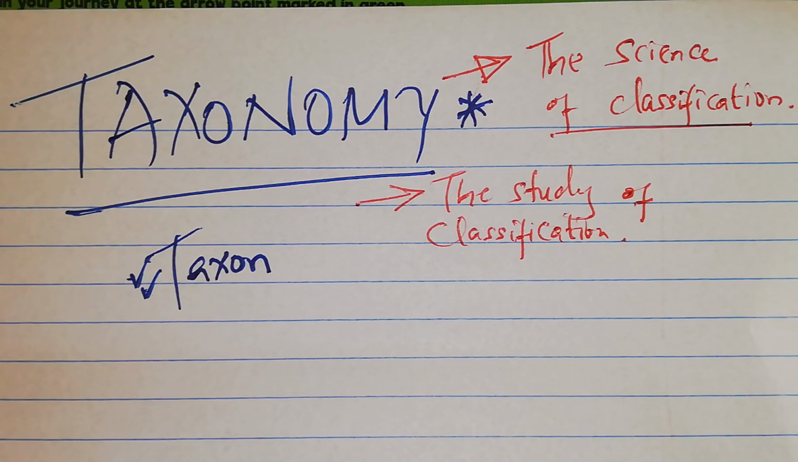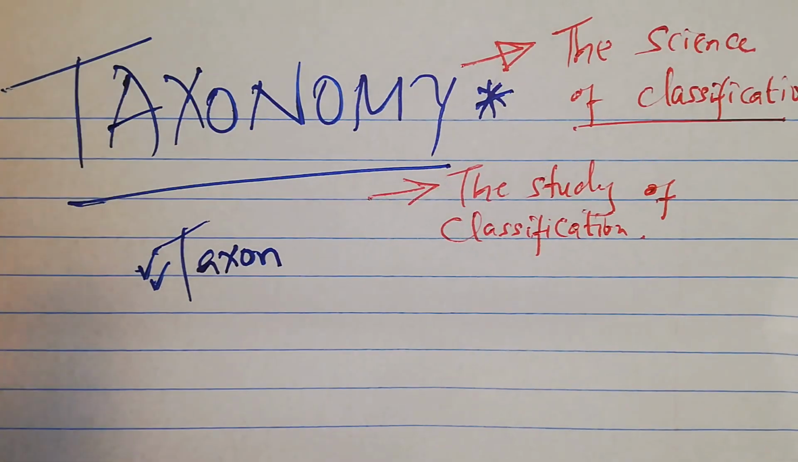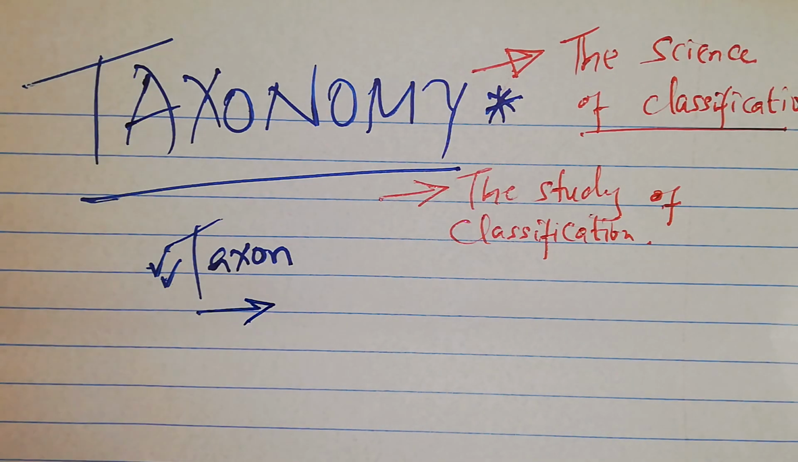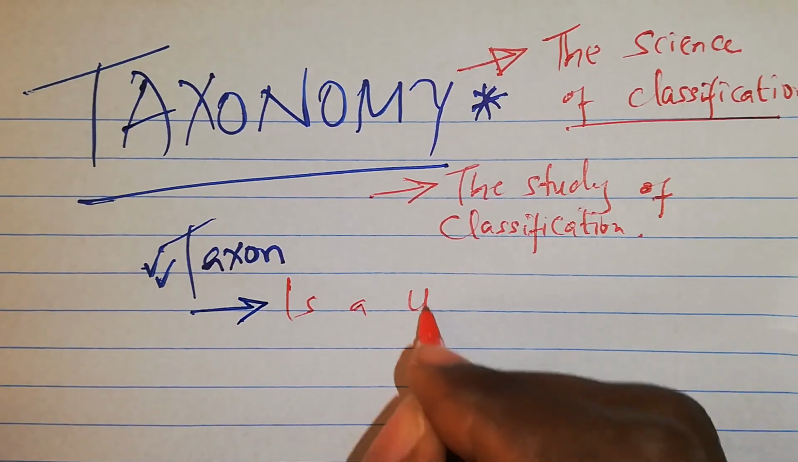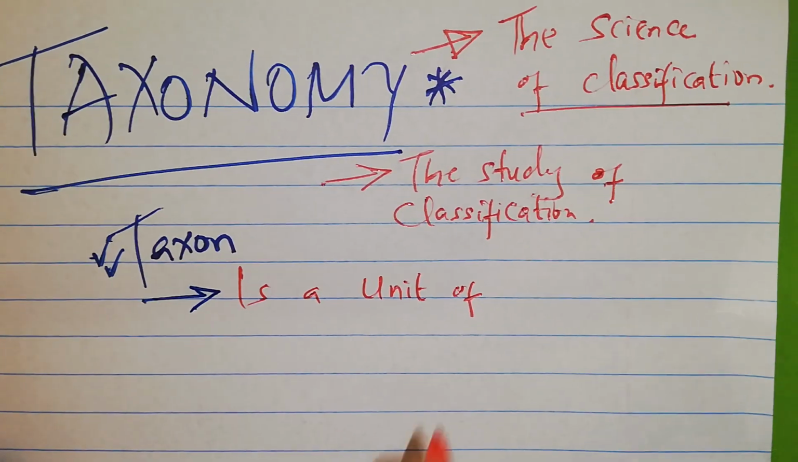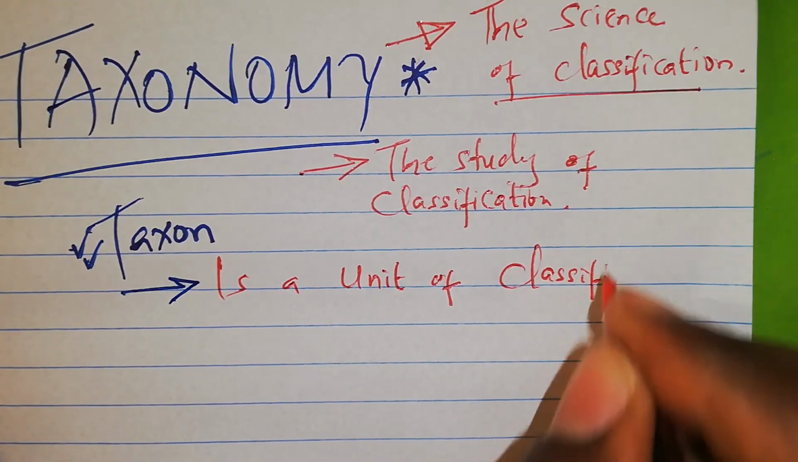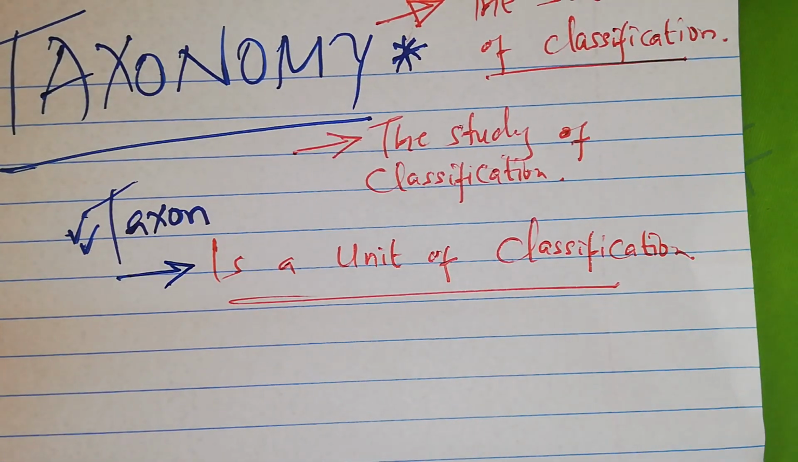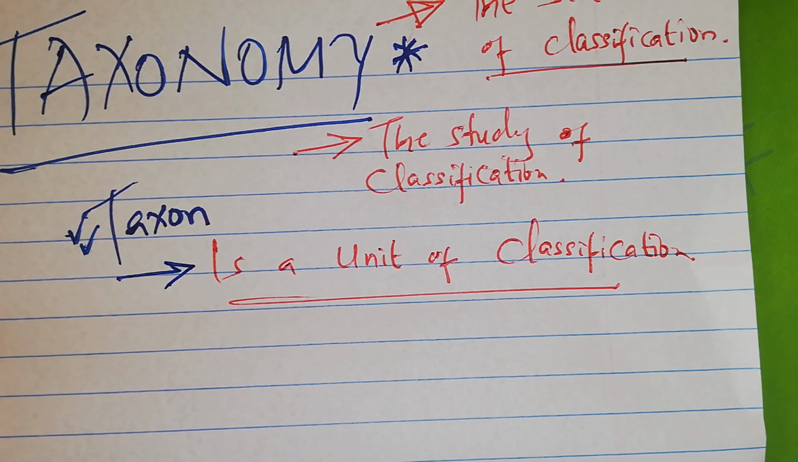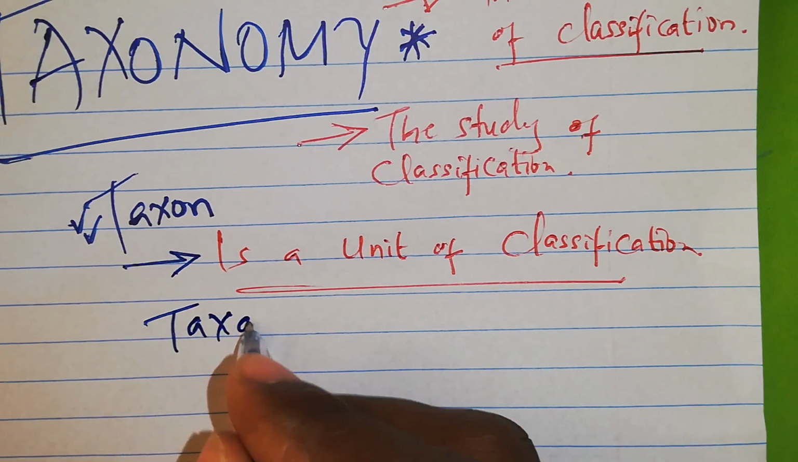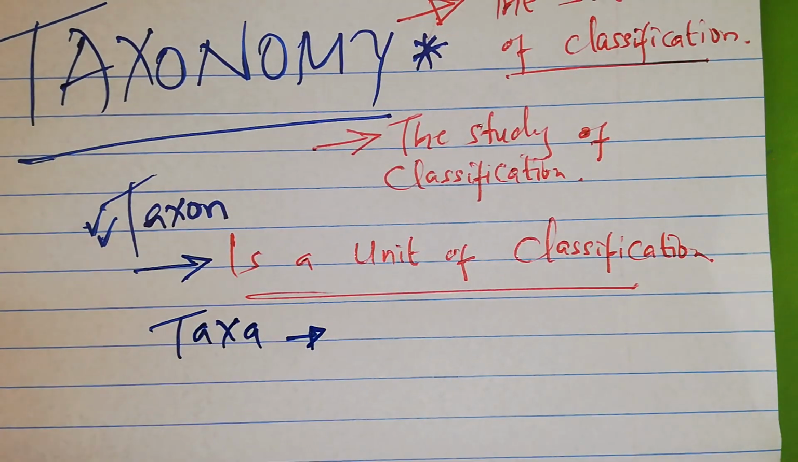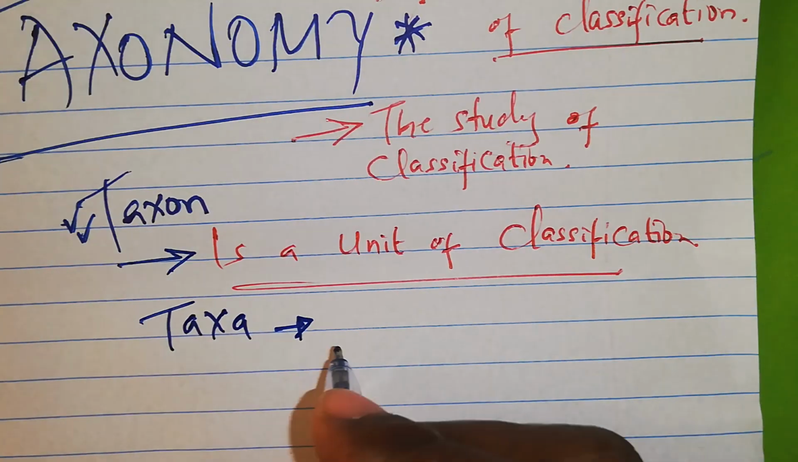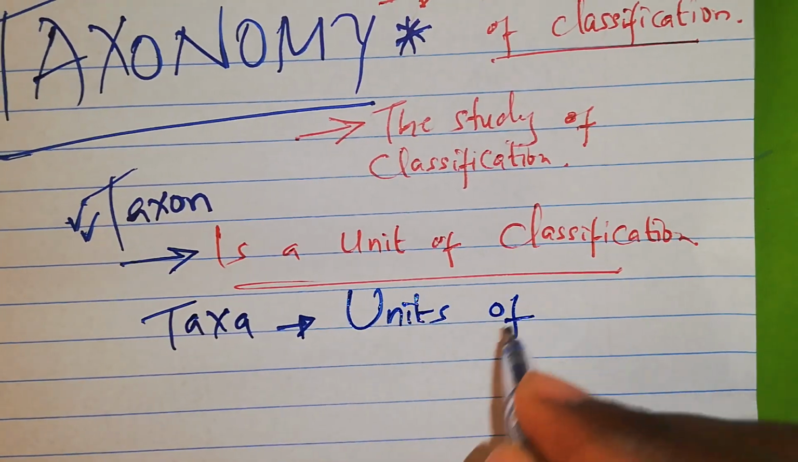What about taxon? Taxon is a unit. A taxon, singular, is a unit of classification. When you classify organisms, there are units we use in classifying organisms. When it is in plural, we say taxa. So when it is taxa, these are units of classification.